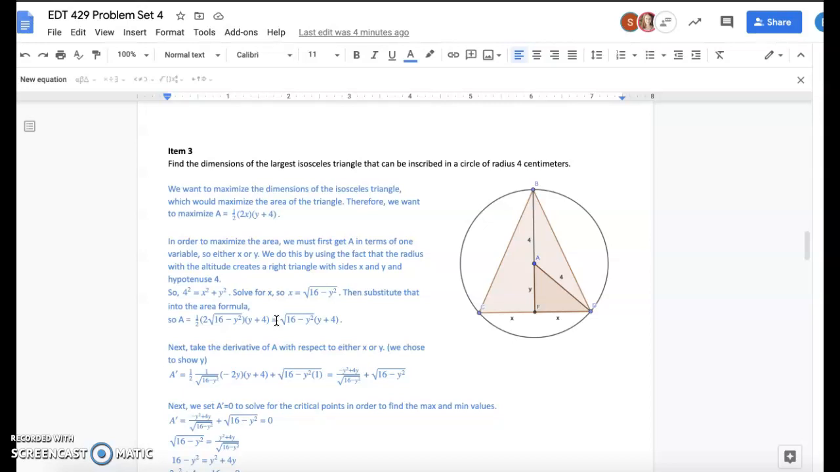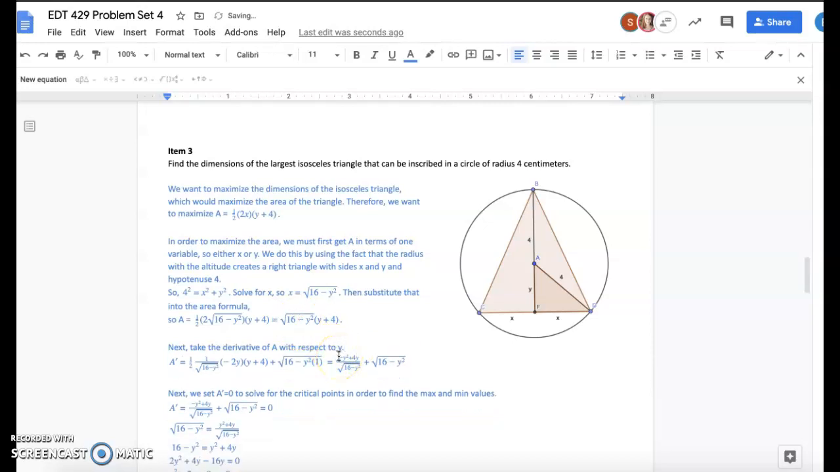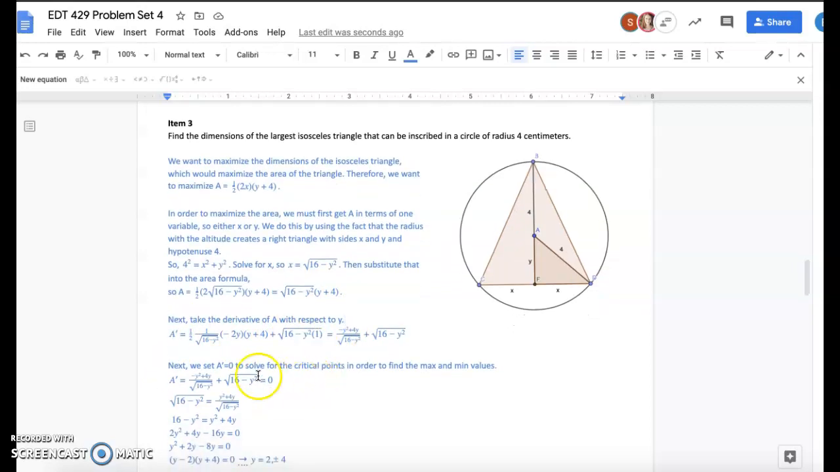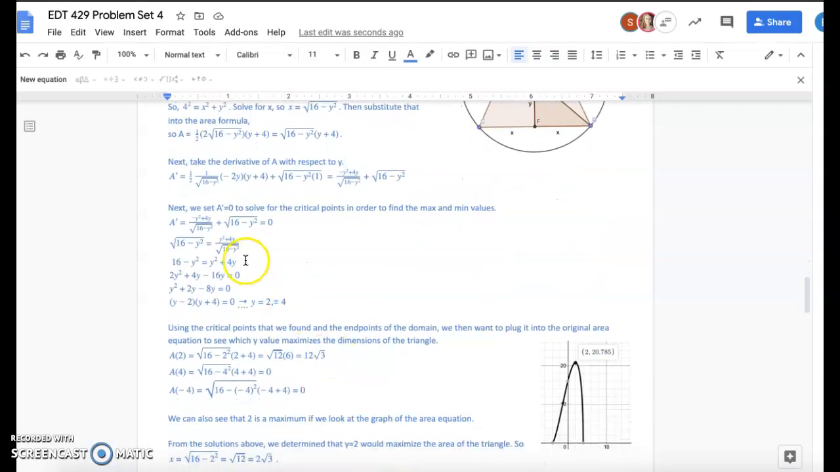So then we're able to take the derivative with respect to y. I think I had written that because if you decided to solve for x instead of y, then you'd want to take the derivative with respect to x. So we took the derivative and then set the derivative equal to 0 to solve for the critical points in order to find the max and min values.